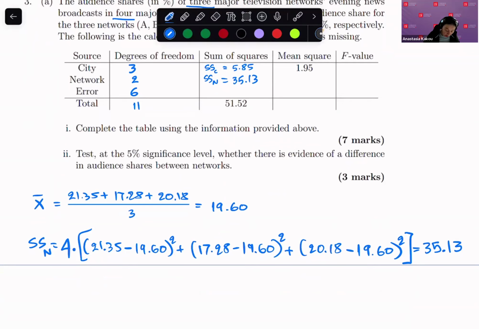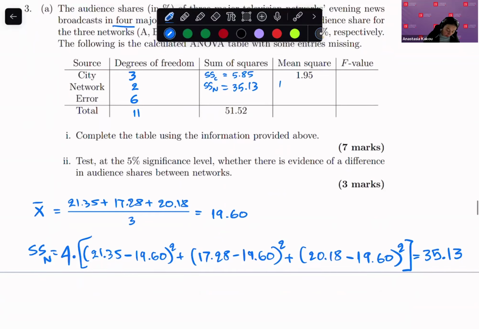And then the mean square of the network is going to be the sum of squares of the network divided by 2. So how much is that? 17.57.